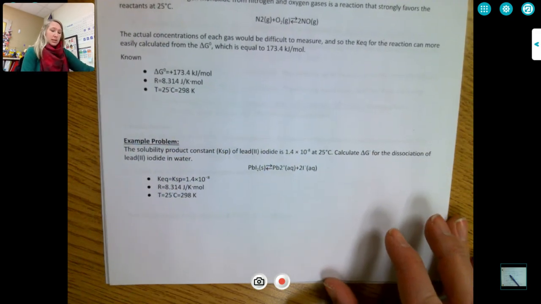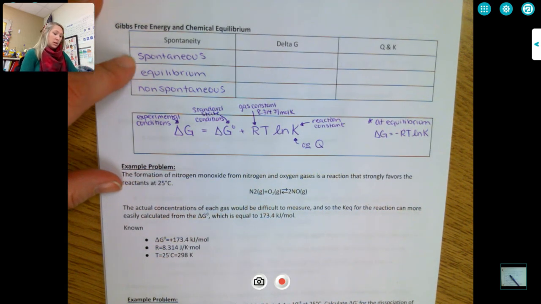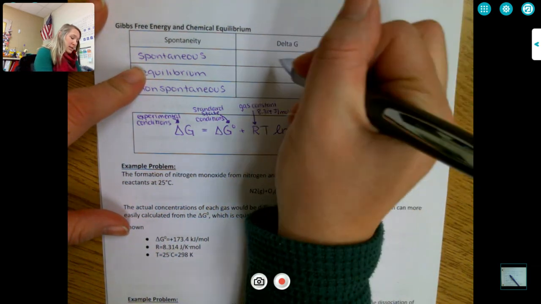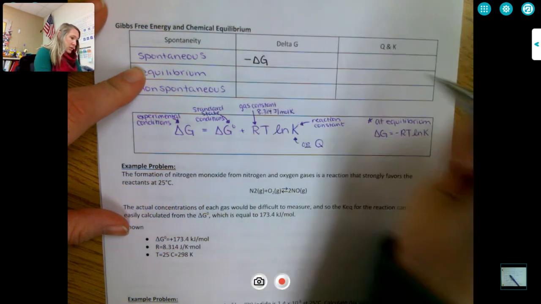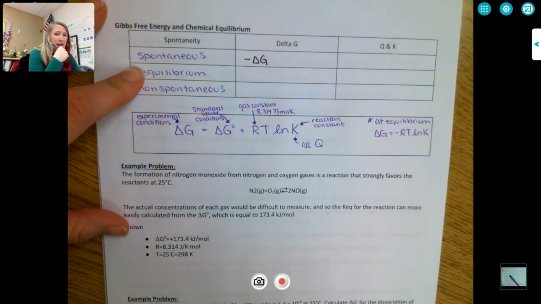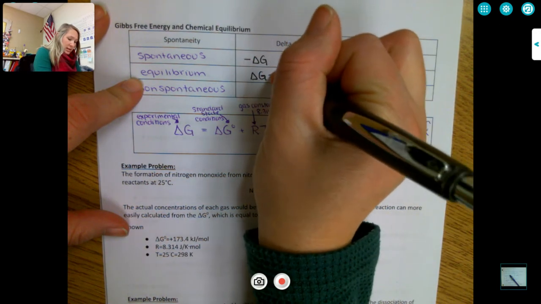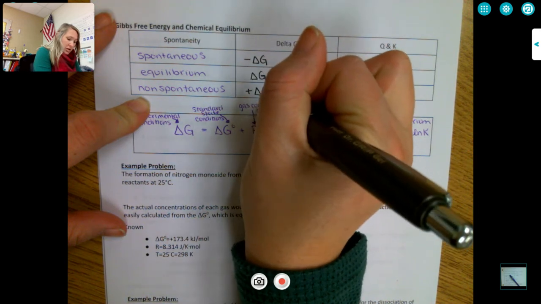So let's summarize what we know about equilibrium and what we know about delta G. To have a spontaneous reaction, we need a delta G that is negative. At equilibrium, we know our delta G has to be 0. And to be non-spontaneous, we have a positive delta G.